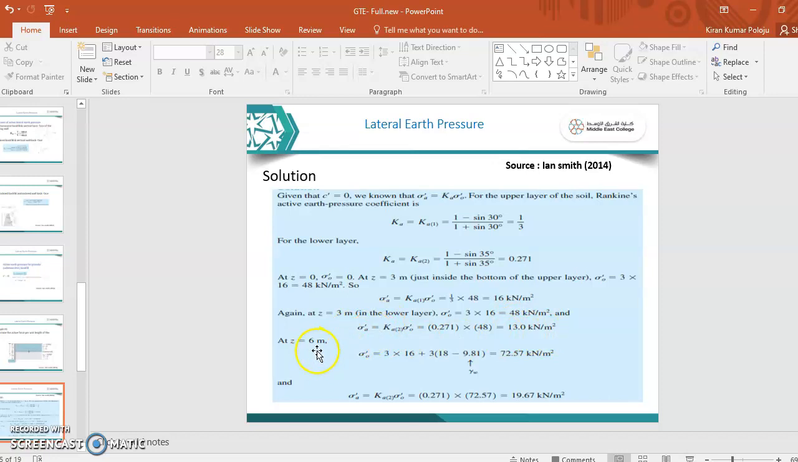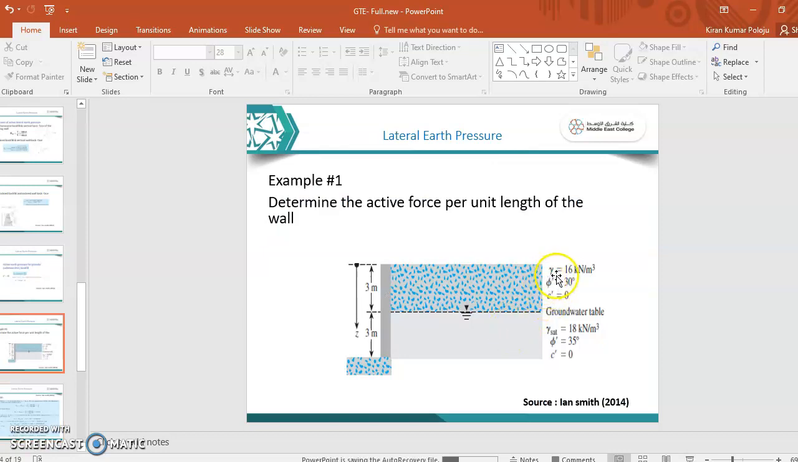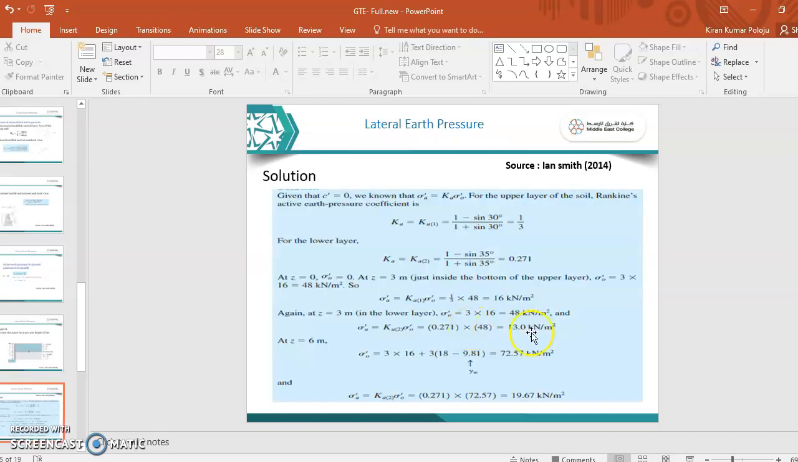And now at z equal to 6, you have from ground surface to bottom: 16 multiplied by 3 plus, since 18 is a saturated zone, 18 minus 9.81, as I told you, 9.81 is the unit weight of water. So 18 minus 9.81 multiplied with 3 meters. See here, 3 into 16 is the upper layer plus 3 into 18 minus 9.81, since it is the unit weight of water. So you will be getting 72.57.